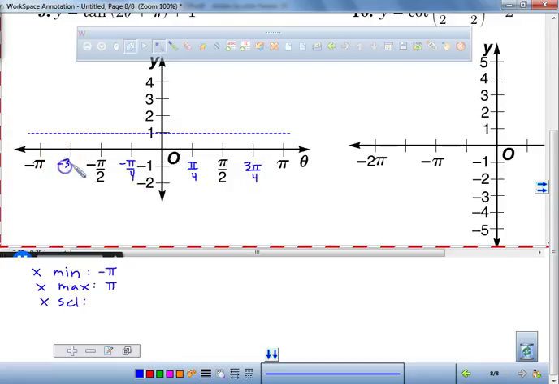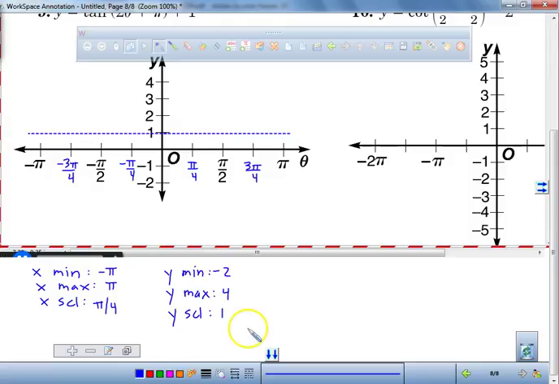If I'm blocking you, apologies. So there's all the little tick marks labeled. All the tick marks now are labeled. So now hopefully you understand why my x scale is actually pi over 4 in the graphing calculator. For y minimum, put -2. For y maximum, put 4. And for the y scale, just leave it as 1.